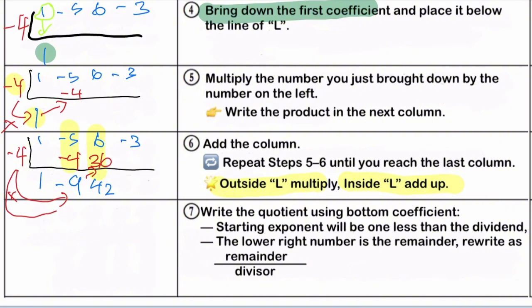Well, outside multiply. And again, the whole point of this, you keep doing this until you get to adding the last column. -4 times 42 is -168. And we're on the inside again, so what does that mean? Well, add -3 plus -168 is going to be -171. You're done here after you add up the last column.